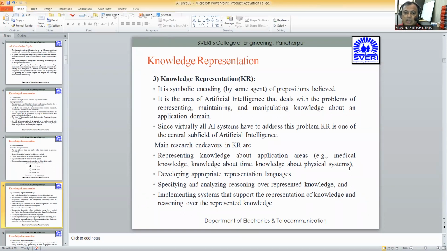यानी मुझे एप्लीकेशन करना है, उस रिलेटेड कोई नॉलेज है, उसको मैं रिप्रेजेंट कर रहा हूँ, उसको मेंटेन भी कर रहा हूँ, उसको मैनिपुलेट भी कर रहा हूँ. ये सब अगर कर सकूंगा तो मैं बोलूंगा कि ये नॉलेज रिप्रेजेंटेशन है.